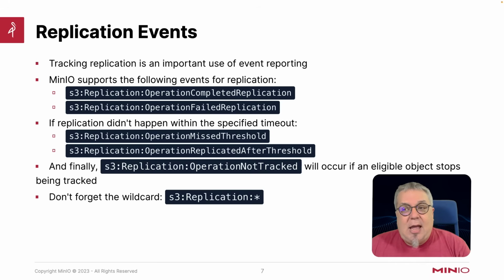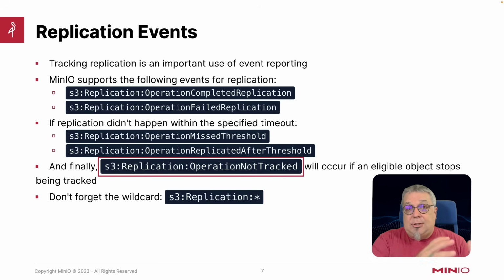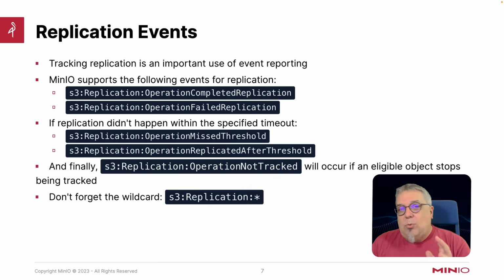Finally, we have this operation not tracked. That's going to occur if an object that's supposed to be replicated stops being tracked by our replication service. The reason why that might happen is if your second site has gone offline or your other bucket has gone offline for long enough, we're not going to keep trying to replicate something when we know the other bucket isn't there. So when that operation stops being tracked, that's when you'll see that sort of notification.